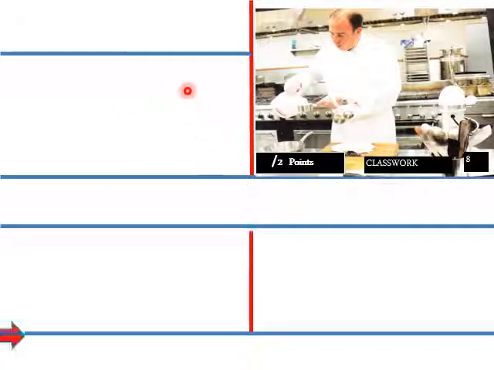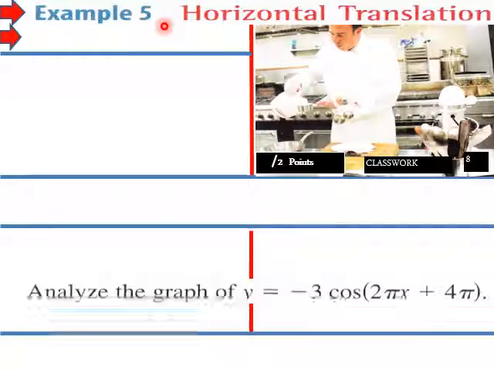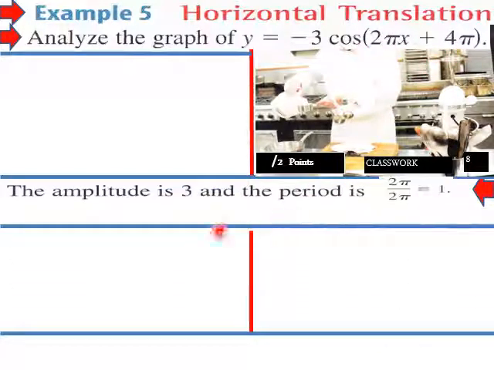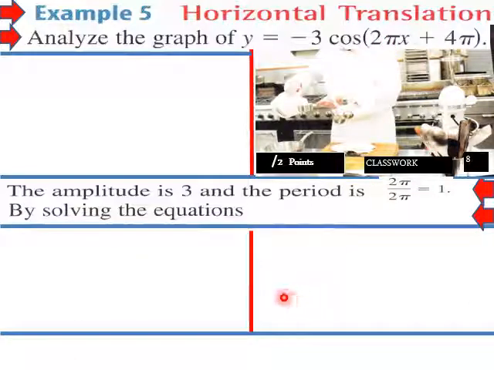Okay, so let's try another example. Horizontal translation. Here's our graph: y equals negative 3 cosine quantity 2 pi x plus 4 pi. So the amplitude is 3 here. Our amplitude is the absolute value of this number out here, negative 3, the absolute value, which is 3. And the period is 2 pi over 2 pi, which equals 1. So we have a period of 1.